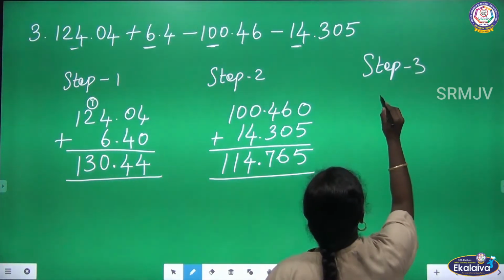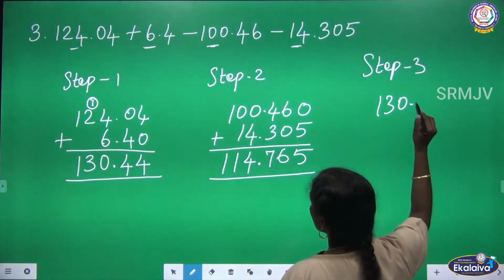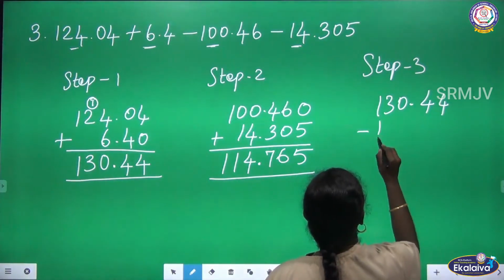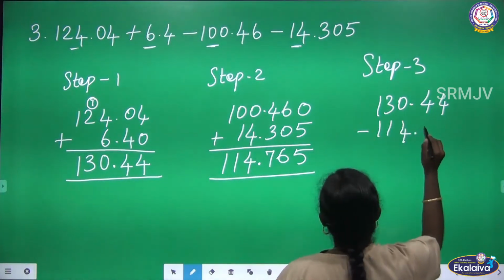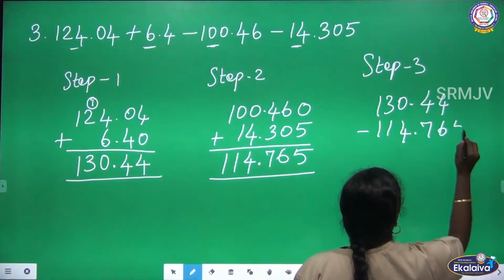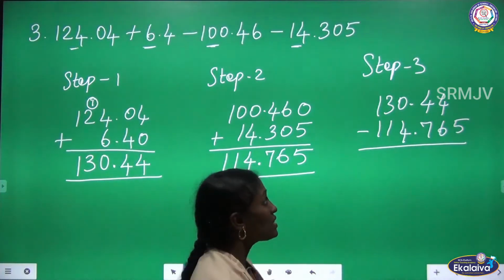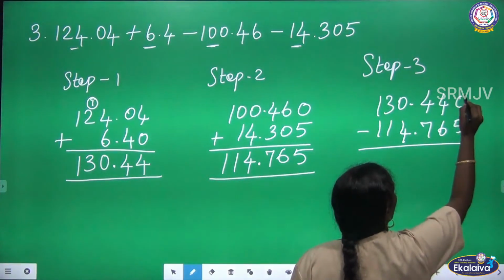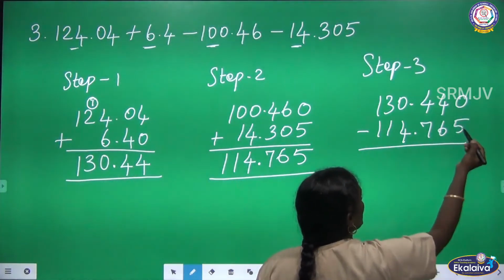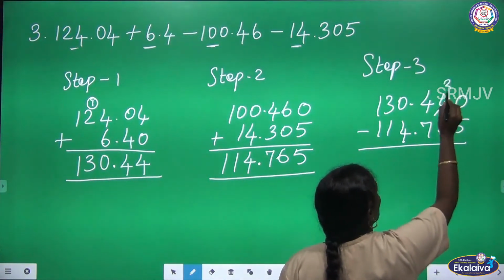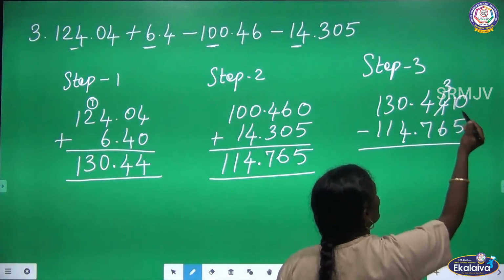Now we are going to subtract these two answers in step 3. Step 3, first answer is 130.44 minus the second answer is 114.765. In the second number we are having 3 decimal places. So here I am going to add one 0. Now 0 minus 5, we can't do the subtraction. So we have to borrow from 4. This will become 3, 0 will become 10.